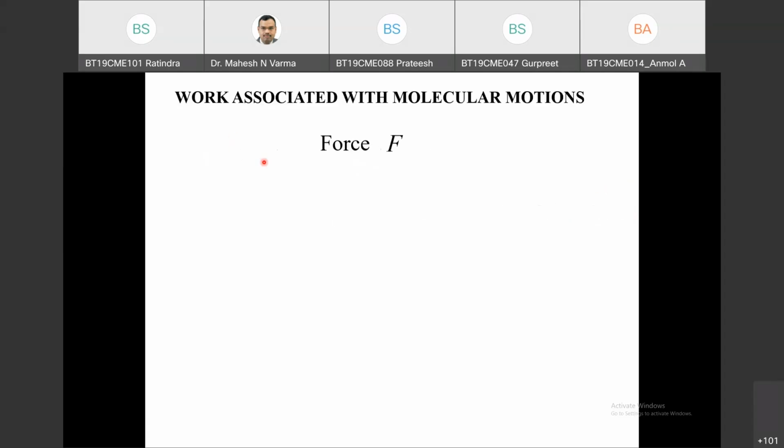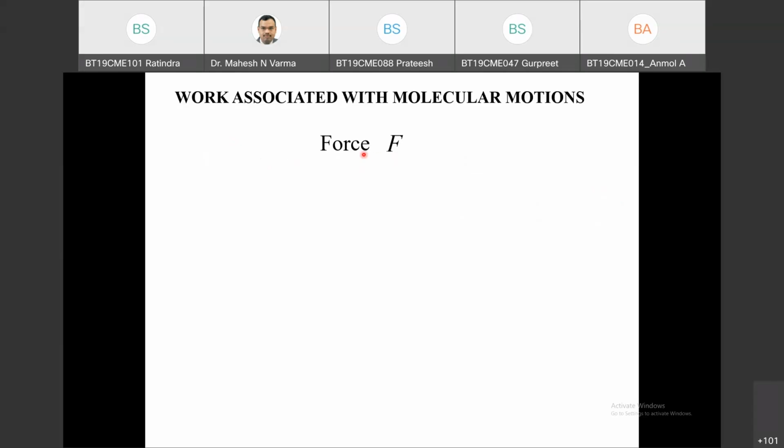And now as there is a convection, there will be work associated with the motion of the molecule. Motion of molecule means displacement of the molecule. Because there is a convection, the molecules are moving from here and there. Because of this motion or displacement of the molecule, there will be work associated with that. How to account for that, we'll see.